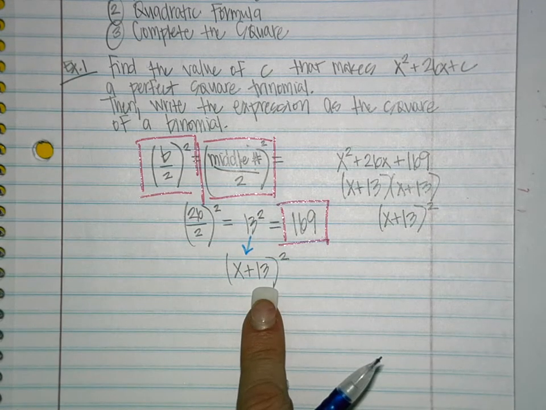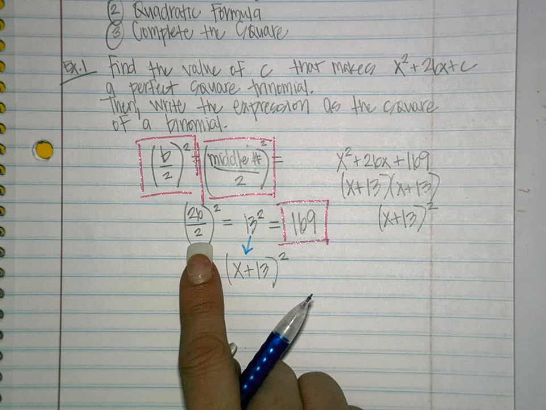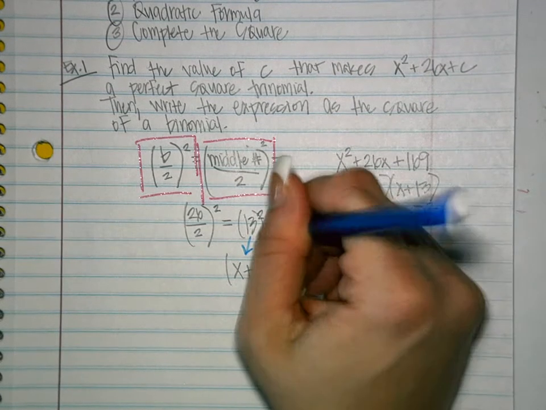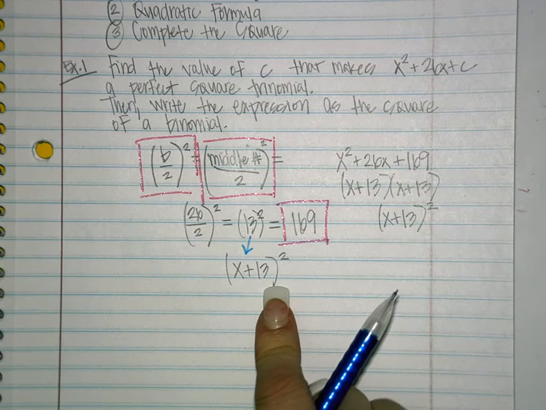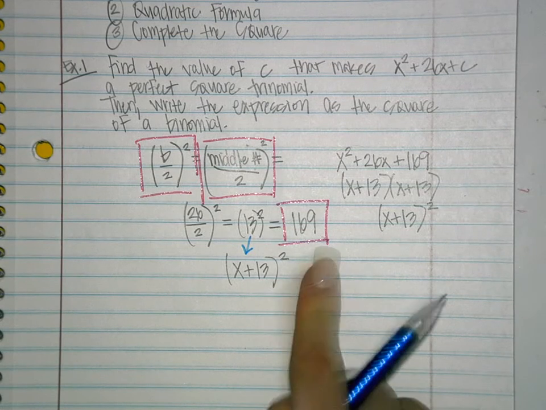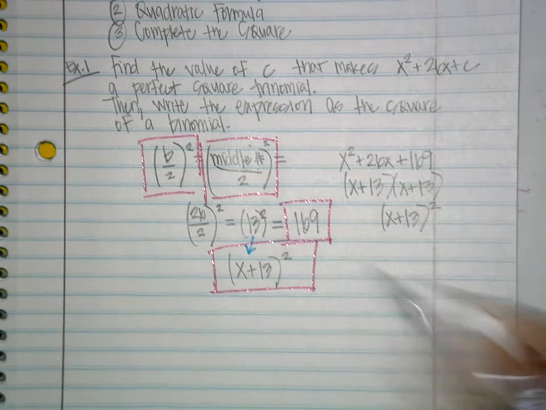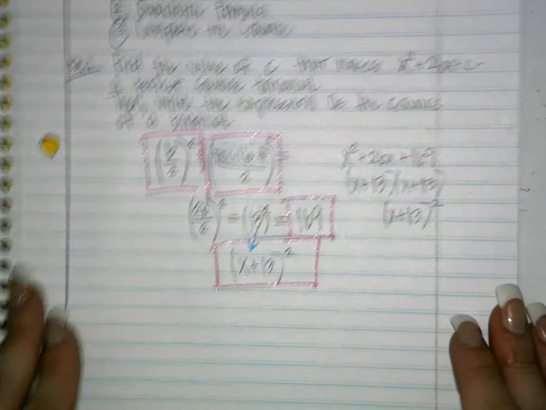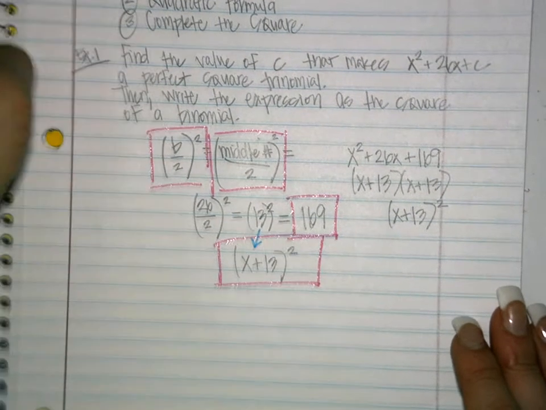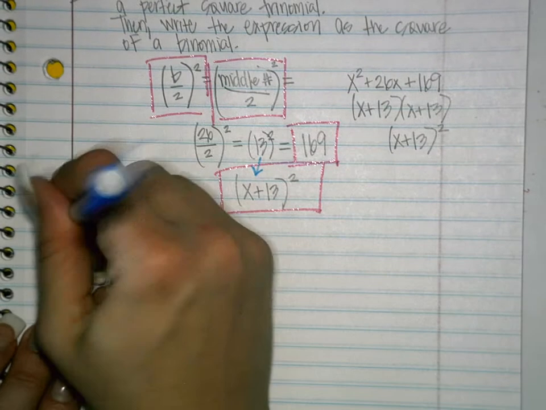So if you show your work and you do the middle number divided by 2 and square it, whatever that middle number is right there, all you do is you just plug it into an equation. So that's 169, that's your c value. This is it written as the binomial squared. Okay, so I know that seems a little strange right now, so let's do another one.